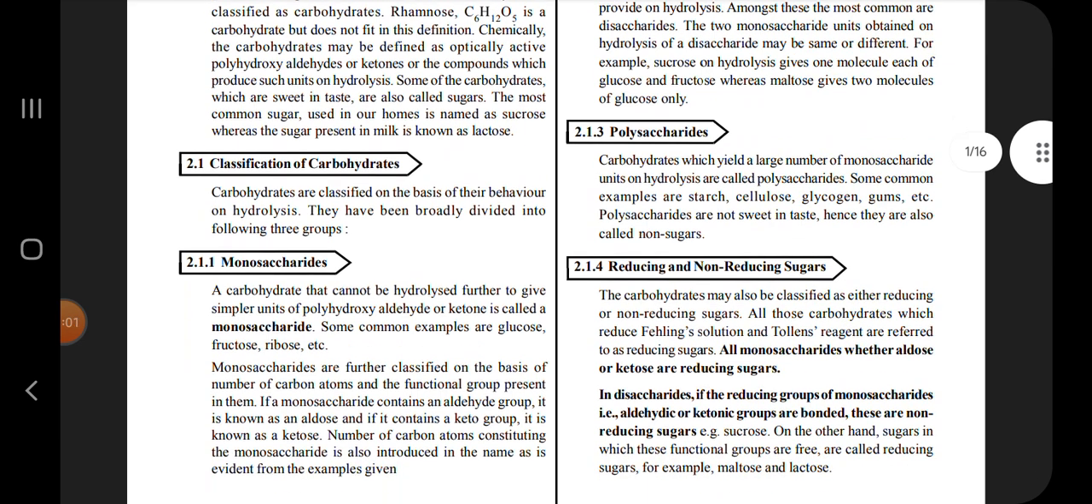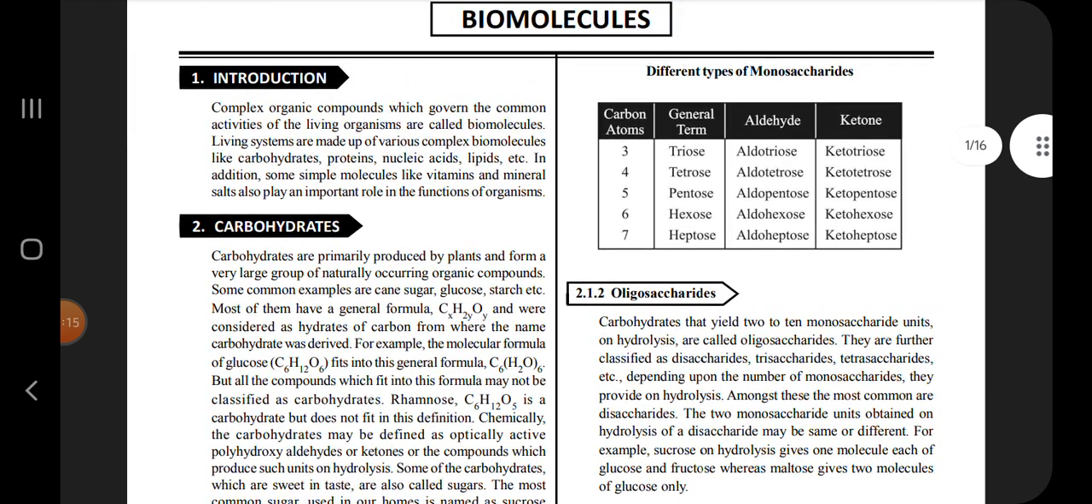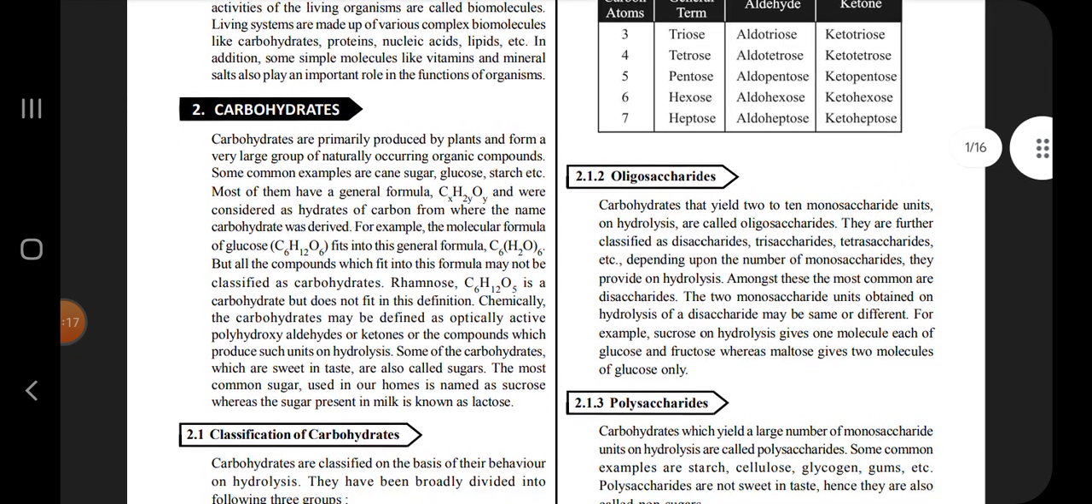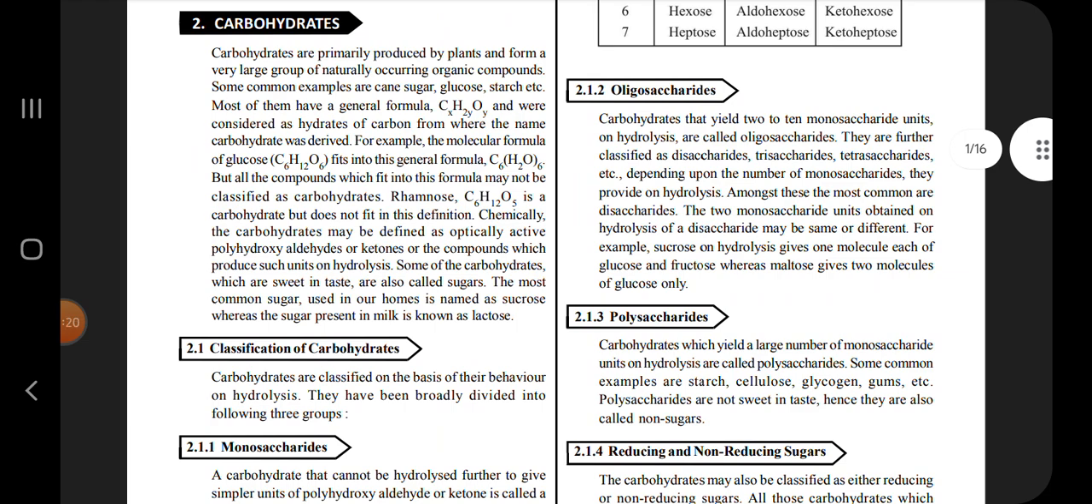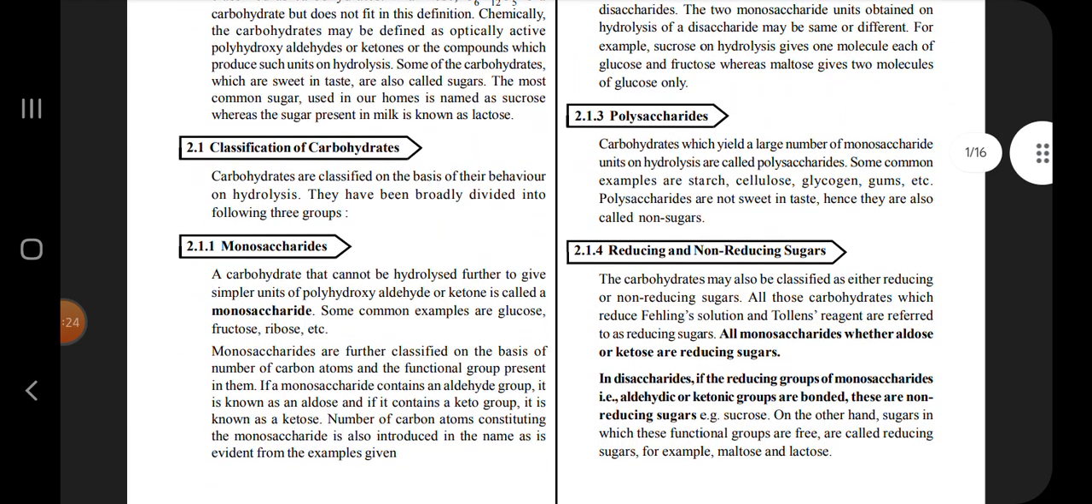Classification: monosaccharide. They cannot be hydrolyzed further to give a simpler unit of polyhydroxyaldehyde or ketone, and are called monosaccharides. Examples are fructose and ribose. Then oligosaccharides: carbohydrates that yield 2 to 10 monosaccharide units. Polysaccharides yield a large number of monosaccharide units.